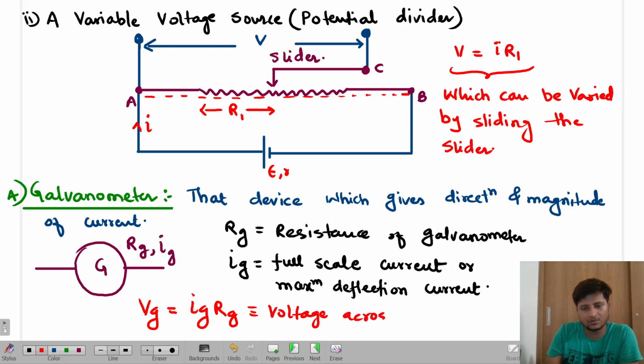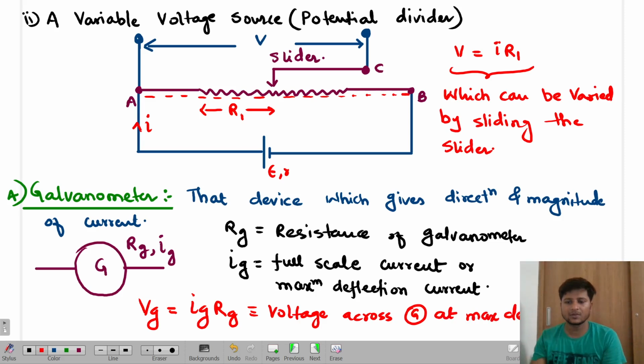So this is nothing but the voltage across our galvanometer at max deflection. Is that clear?